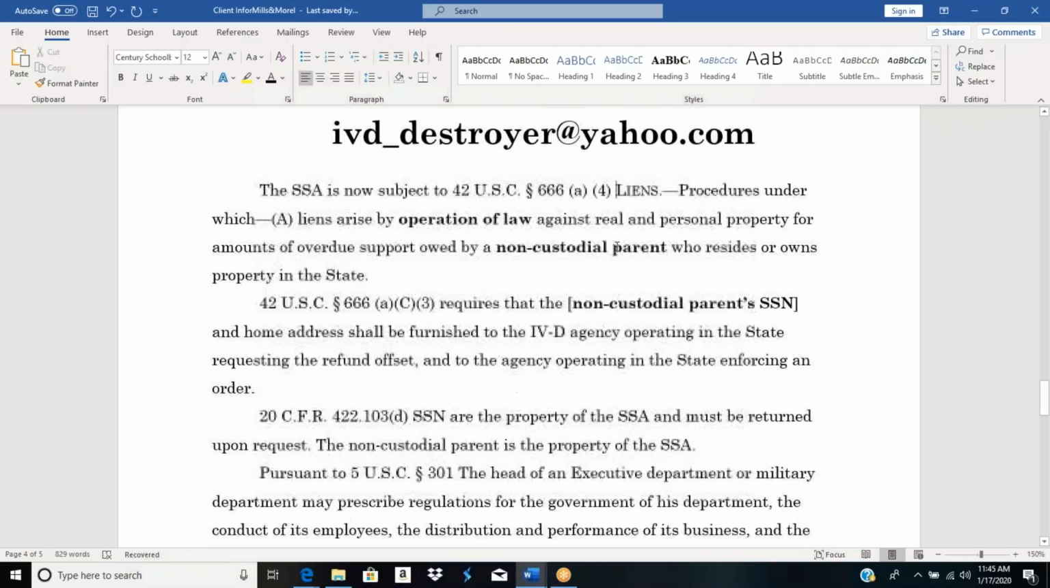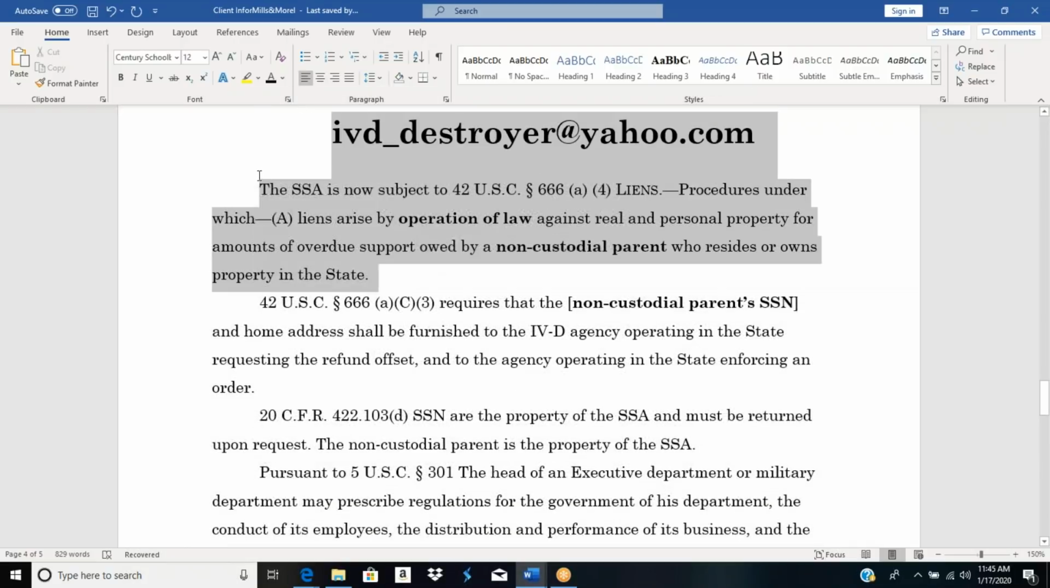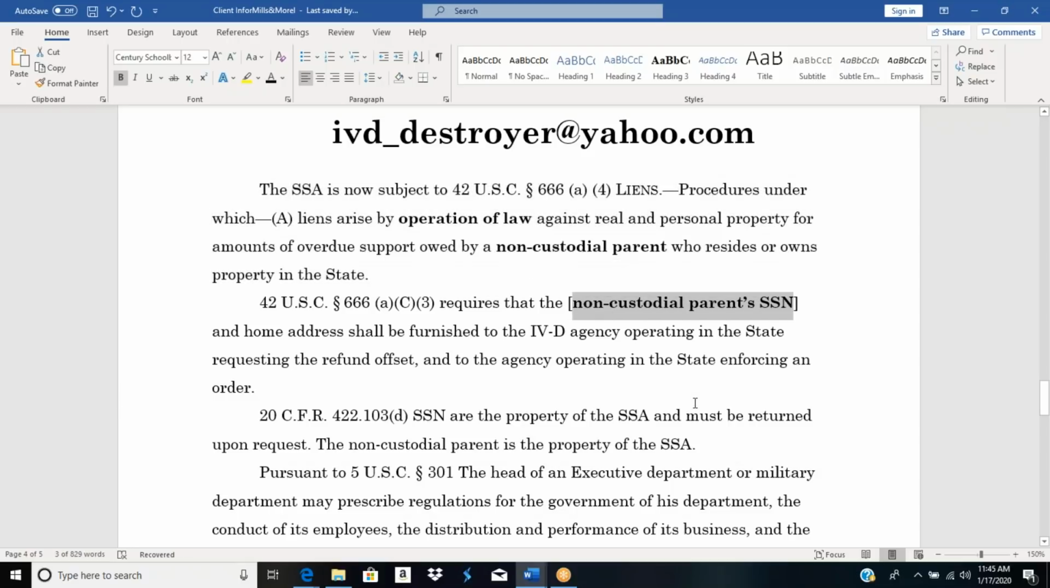Okay. Now, this is how they get liens on the people who provide the surety or the guarantor for the Social Security number, which would be the non-custodial parent. 666(a)(c)(3) requires that the non-custodial parent's Social Security number and home address be furnished to the 4D agency operating in the state, requesting the refund offset, and the agency operating in the state enforcing an order. Okay. You notice it says the non-custodial parent's Social Security number.